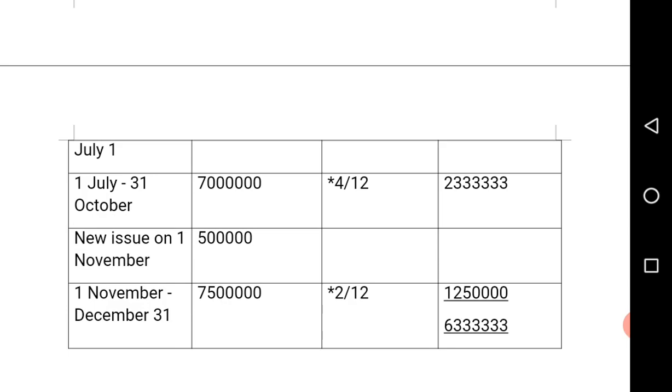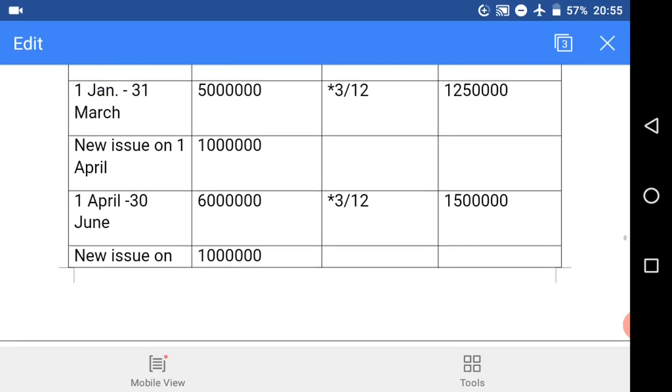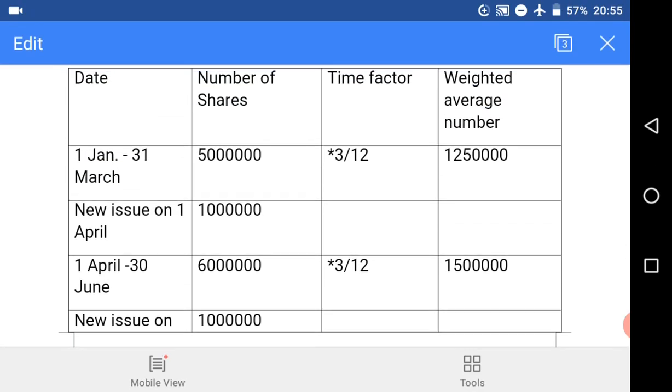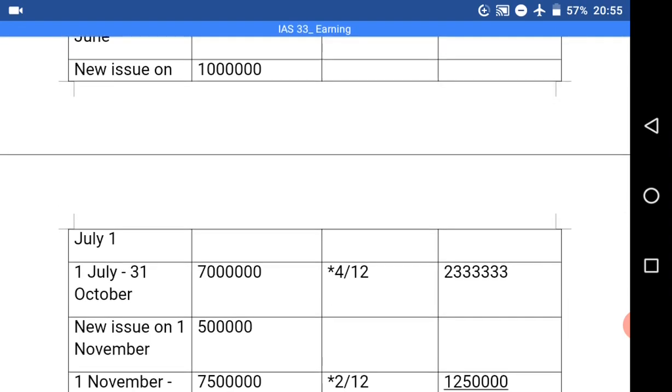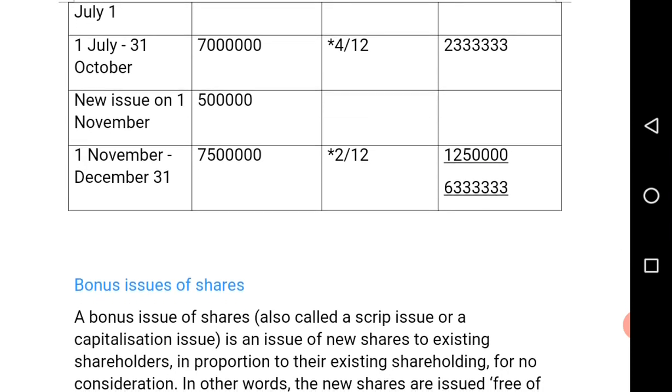December 31st, which is the last day of the year. The remaining months left are 2 months, so we do the same process again. Note that the total number of months must add up to 12. We have 2 plus 4, the numerators, plus 3, 2 plus 4, 6, 6 plus 3, we have 9, 9 plus 3, we have 12 months. So it's complete there. And we find the total, we have 6,333,333 as our weighted average number of shares. So that would be our denominator here, while we do the earnings as the numerator.